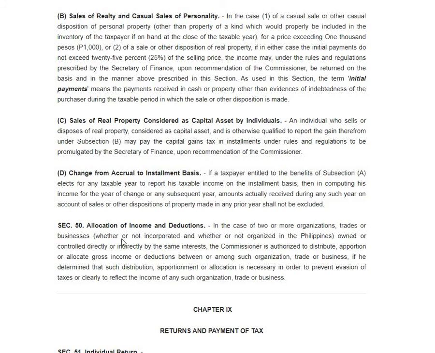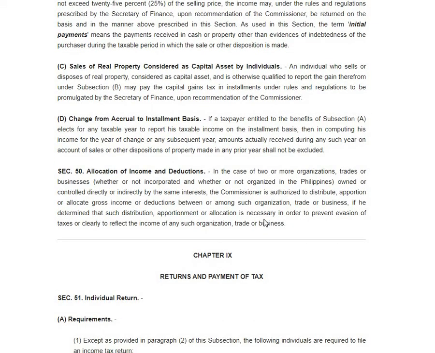I want to discuss Section 50 because this is one of the inconspicuous provisions. This is what they sometimes call transfer pricing. Section 50 is all about the power of the Commissioner to allocate income and deductions. The provision states: in the case of two or more organizations, trades or businesses, whether or not incorporated and whether or not organized in the Philippines, owned or controlled directly or indirectly by the same interests, the Commissioner is authorized to distribute, apportion or allocate gross income or deductions between or among such organization, trade, or business if he determines that such distribution, apportionment, or allocation is necessary in order to prevent evasion of taxes or clearly to reflect the income of any such organization, trade, or business.